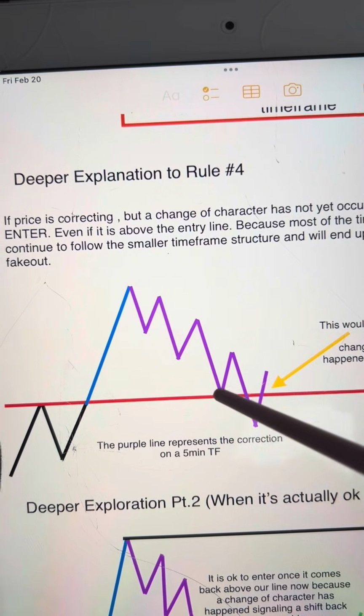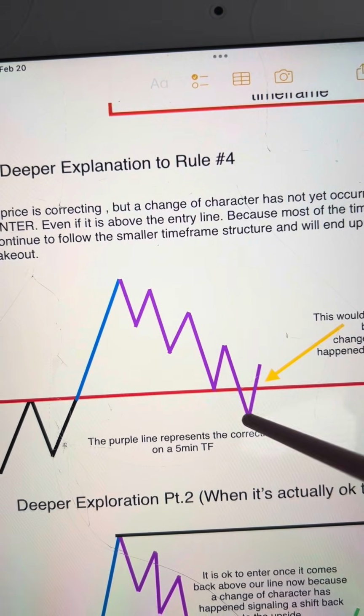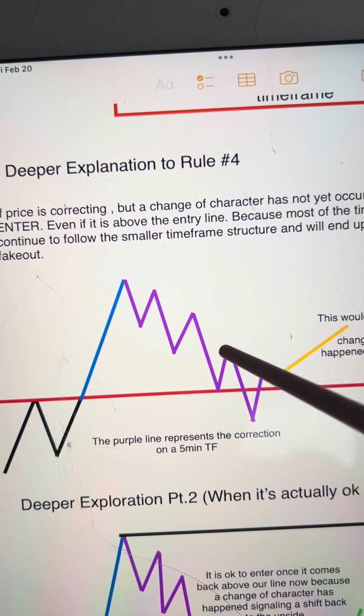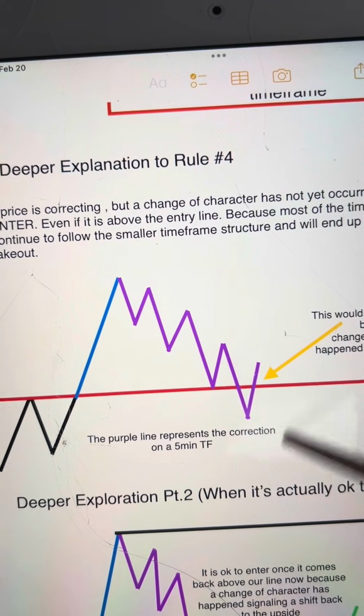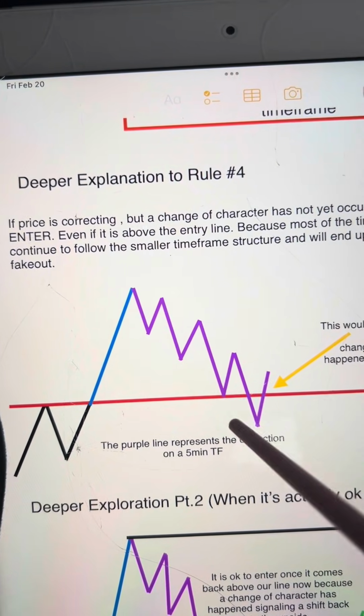But the problem with this is we have not shifted back to the upside. So likely it's going to come right here, bounce off of some 5 or 15 minute supply and keep going down, because it's not ready to reverse yet. So if it looks like this, you would not enter yet.